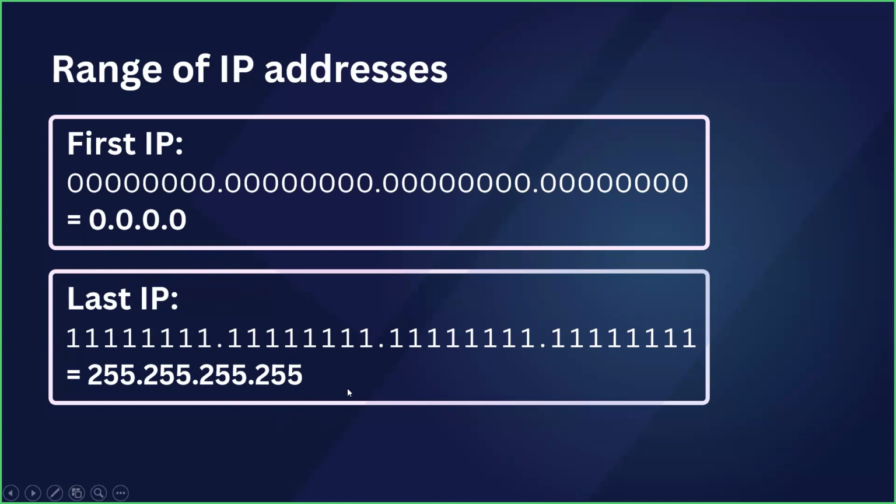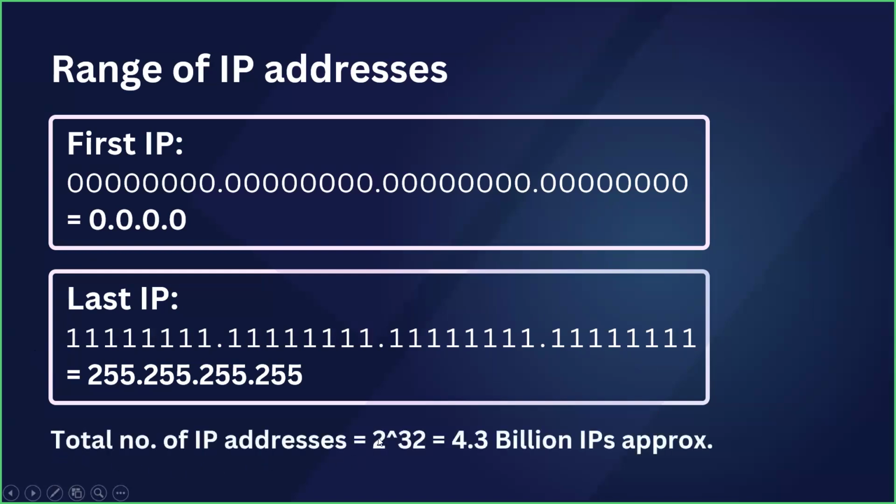And from this, we can also understand the total number of IPs as well. Each bit here has two possibilities, 0 or 1, and you have a total of 32 bits. So if you had to calculate the total number of IPs, it would be 2 into 2 into 2 into 2 into 2 into 2 into 2, as such 32 times. So the total number of IPs can be calculated with a simple combination of 2 to the power 32. And that would approximately give you 4.3 billion IP addresses.